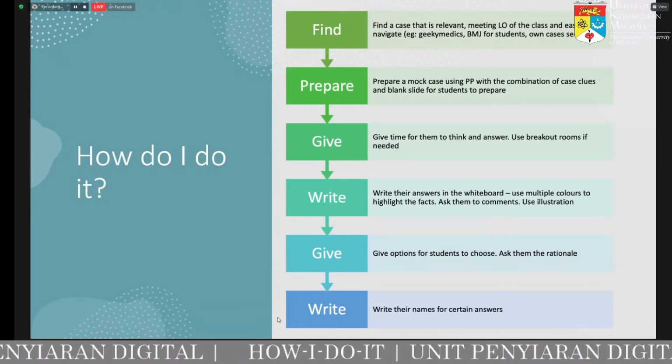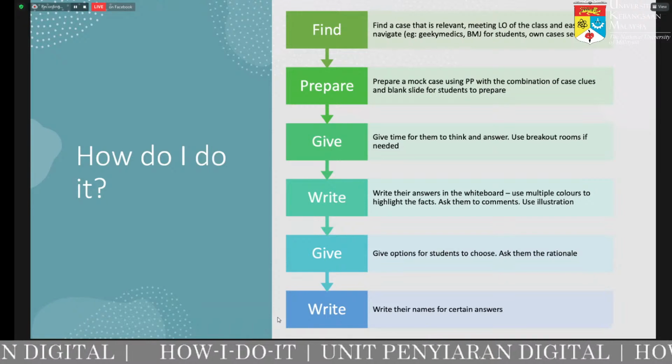Can you see my screen? Yes, thank you. All right.